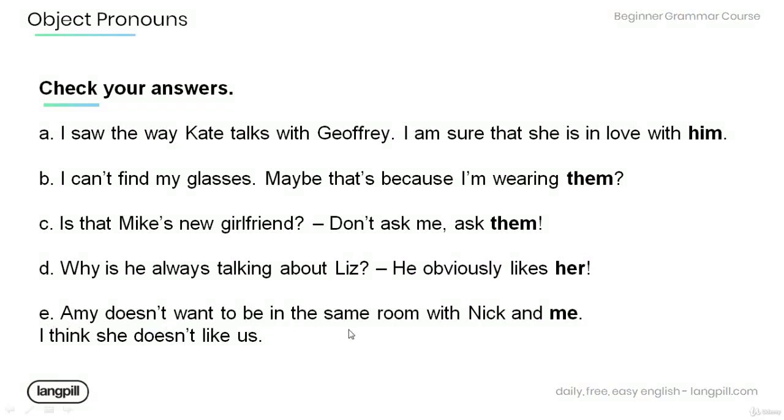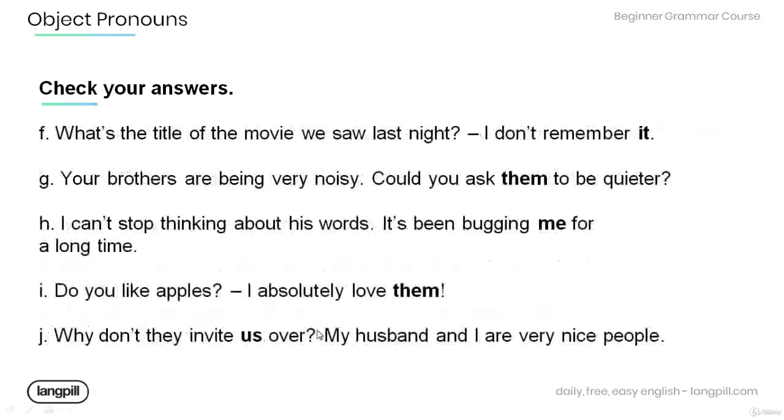Amy doesn't want to be in the same room with Nick and me. I think she doesn't like us. What's the title of the movie we saw last night? I don't remember it. Your brothers are being very noisy. Could you ask them to be quieter? I can't stop thinking about his words. It's been bugging me for a long time. Do you like apples? I absolutely love them. Why don't they invite us over? My husband and I are very nice people.